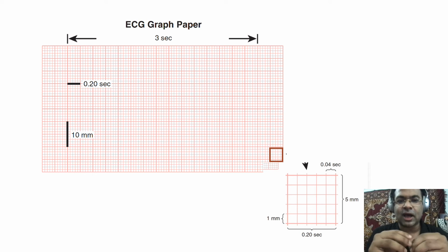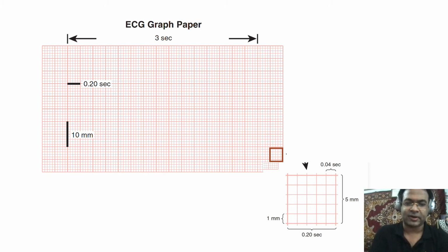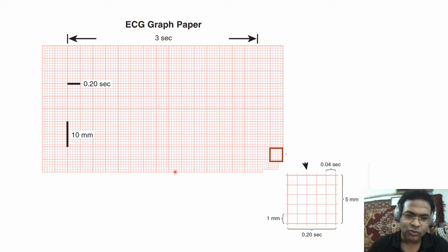Because this is how you are going to be able to calculate the rates. Now, in the ECG paper, you will have small squares and one large square. The small squares account for 0.04 of a second. Obviously, 5 small squares make one large square. 0.04 times 5 is 0.2 seconds. It is very intuitive that if one large square is 0.2 seconds, 5 large squares are 1 second.